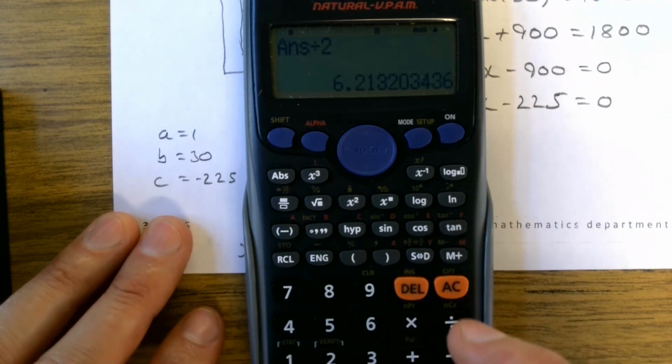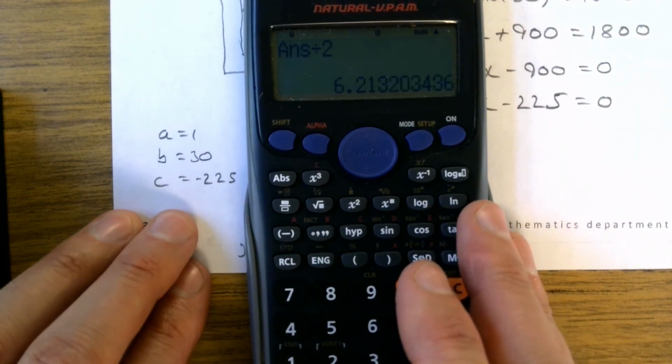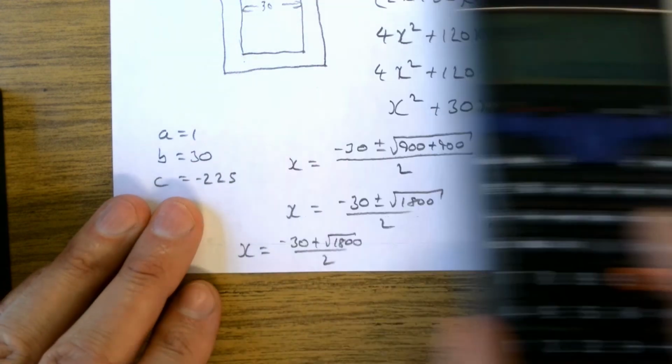And the answer then is 6.21. That's in centimeters, so you want a tenth of a millimeter. So it's 62.1.